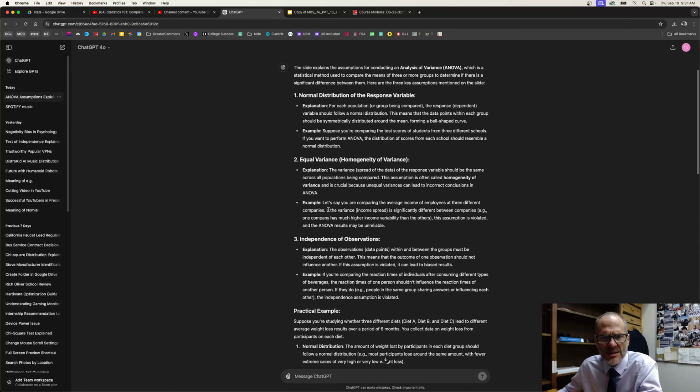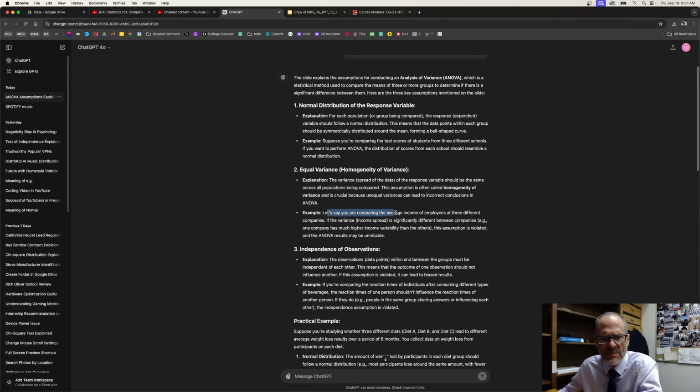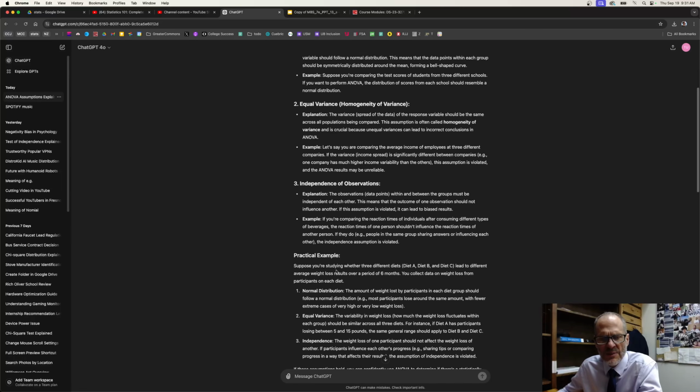All right, so we did this company one, and let's say you're comparing the average income of employees at 3 different companies. If the variance, or income spread, is significantly different between companies, e.g. one company has much higher income variability than the others, then this assumption is violated and ANOVA results may be unreliable. That seems like a pretty big thing.